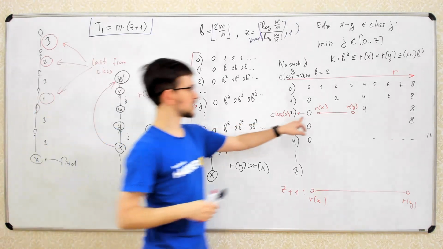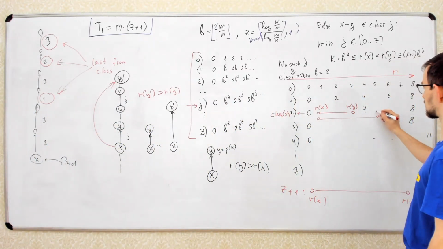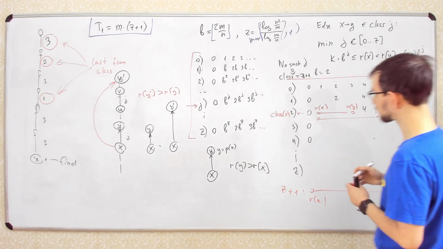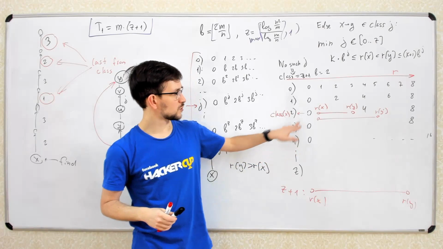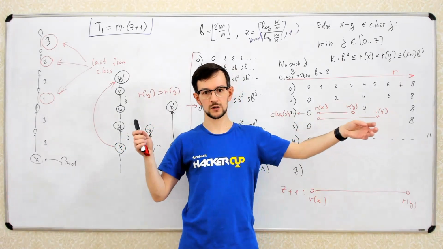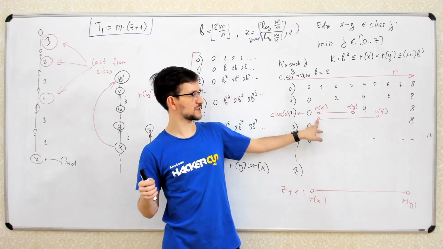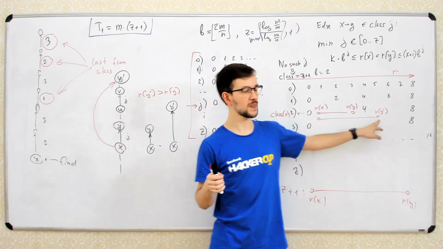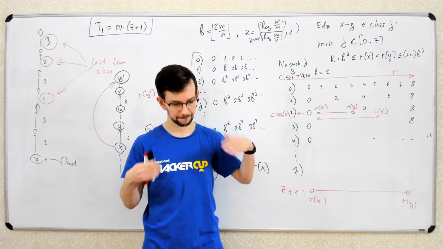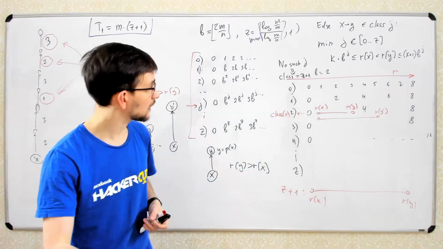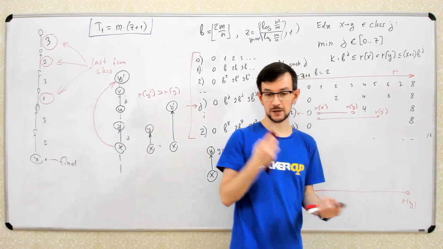So first you have a segment like this, and now you have a segment like this. So the segment becomes longer and longer. If the left border is the same and the right border moves to the right, then the class will be only increasing. But it may stay the same.